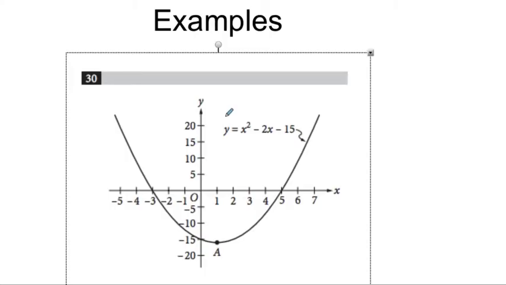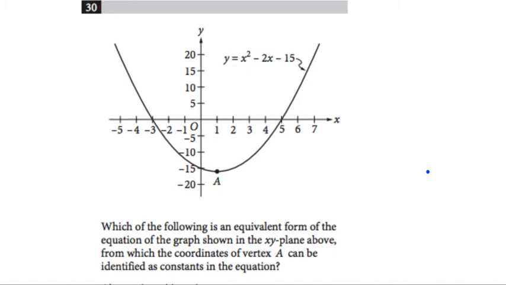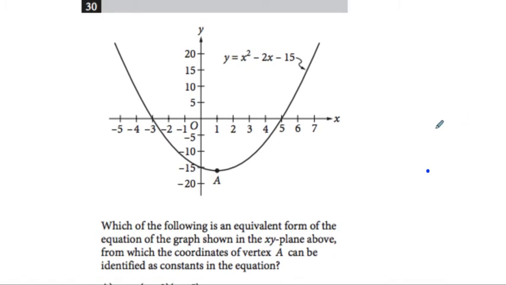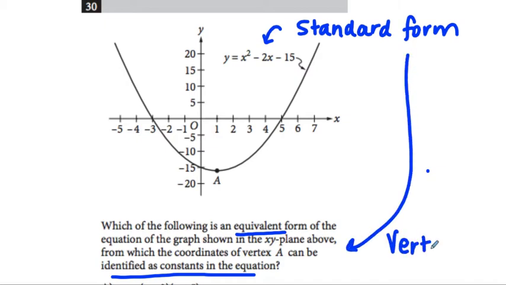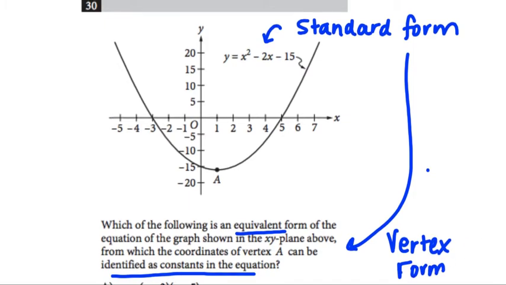All right, so let me show you some examples of how you might see it on the SAT. Here they gave us, and this is considered a hard problem. It says, which of the following is an equivalent form of the equation of the graph shown in the xy plane above, from which the coordinates of vertex A can be identified as constants in the equation? So they gave me a standard form equation, and they want it in vertex form. Now, that doesn't mean you have to put it in vertex form. That means that you just have to be able to identify which one is vertex form.